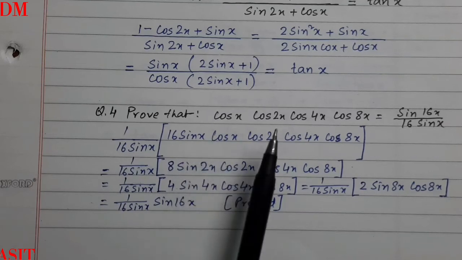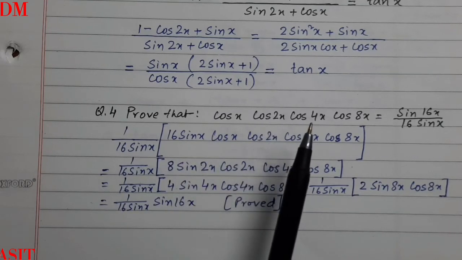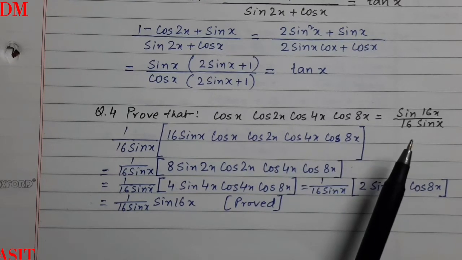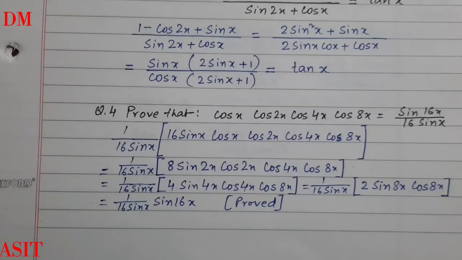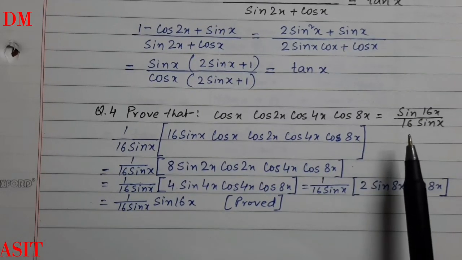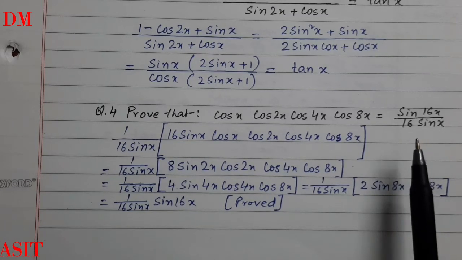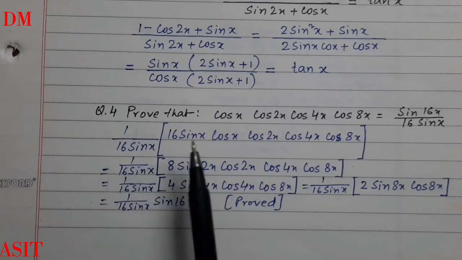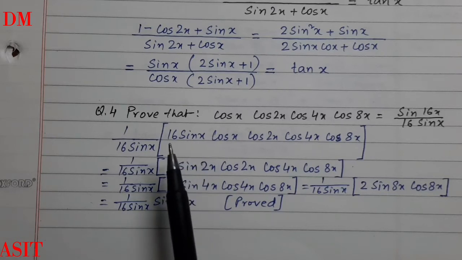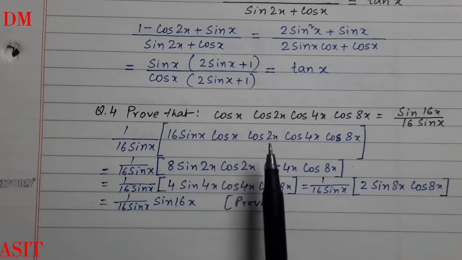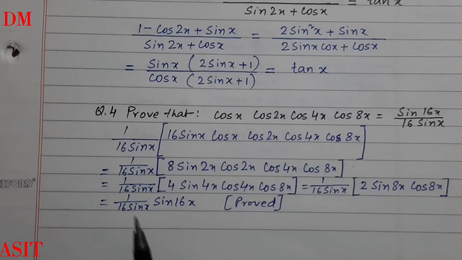Prove that cos x into cos 2x into cos 4x into cos 8x equals sin 16x by 16 sin x. So here we can see in the RHS there is 16 sin x in the denominator. So let me move 16 sin x from the denominator. So we need to multiply by 16 sin x here. So if we multiply 16 sin x, it will be 16 sin x into cos 2x, cos 4x, cos 8x.